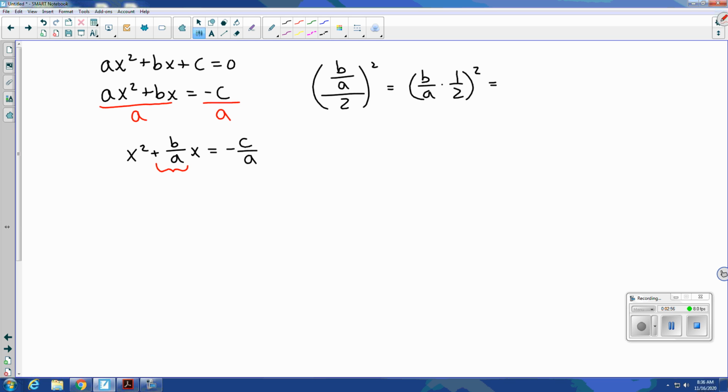And I can clean this up so that it looks like the following. And that is what we are going to add to both sides. And in fact, let's just actually square it. So we'll get b squared over 4a squared. So we're going to add b squared over 4a squared to both sides. And that will be our completing the square process.